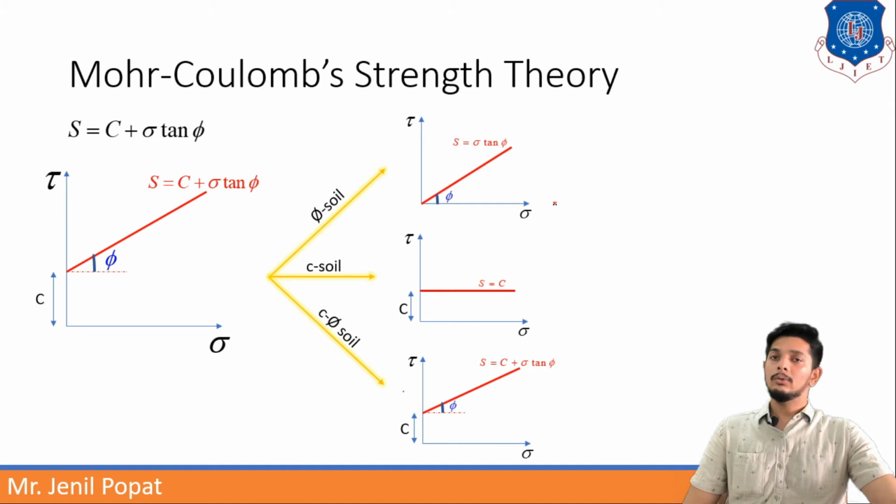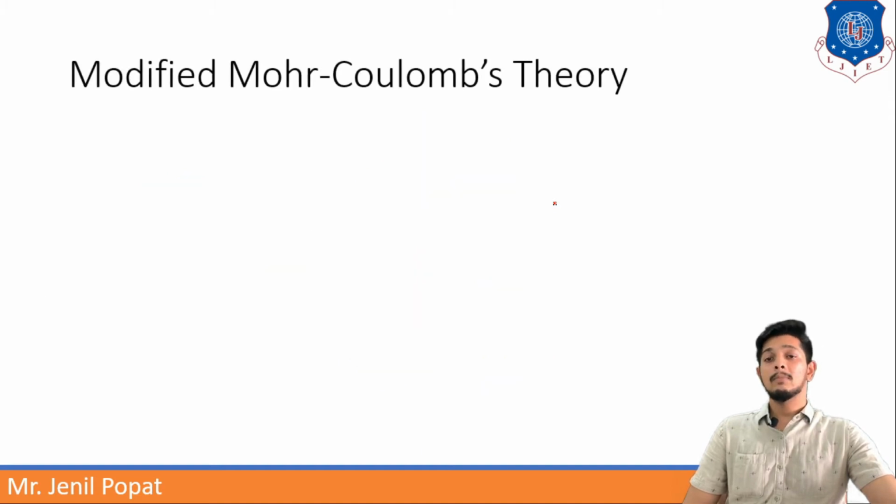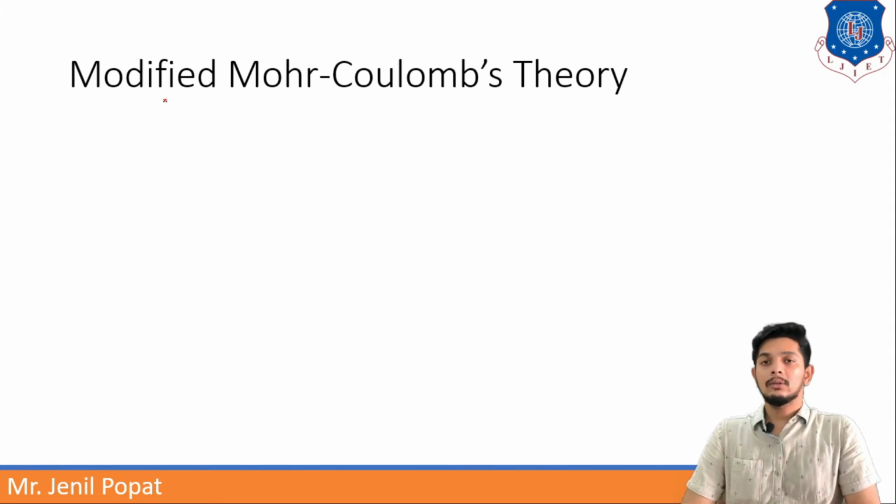Let us move to a new theory, which is the modified Mohr-Coulomb theory. So apparently it looks like at the time of failure, the shearing strength of soil is dependent upon the applied normal stress.